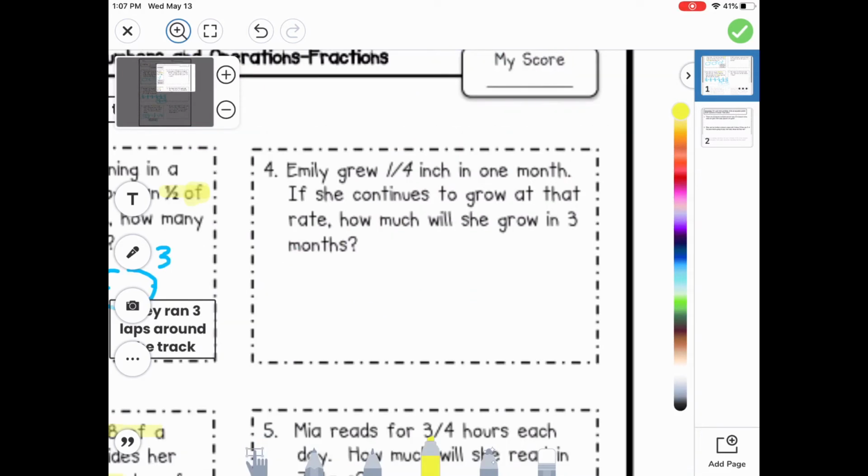Emily grew 1/4 of an inch in 1 month. If she continues to grow at that rate, how much will she grow in 3 months? Whichever strategy works the best for you is going to work to solve this problem. I think I'm going to do multiplication on this one again.